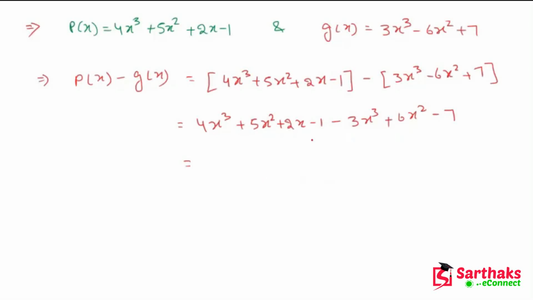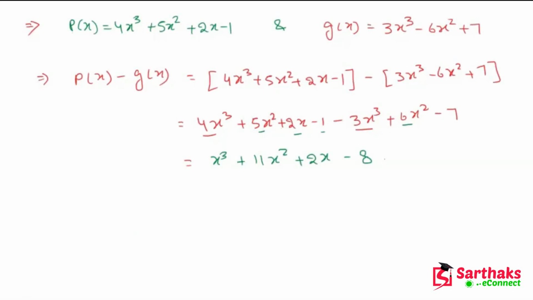Now we will solve the like terms. Here 4x cube minus 3x cube gives x cube. 5x square plus 6x square gives 11x square. And plus 2x, because there are no like terms with 2x. And minus 1 and minus 7, so we get minus 8. So this is the answer. I hope you understand how to solve these types of polynomials. Okay, now let's move on.